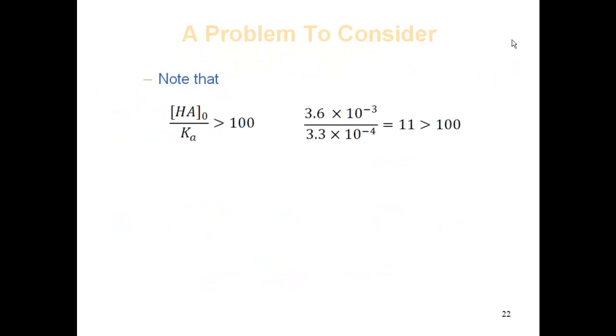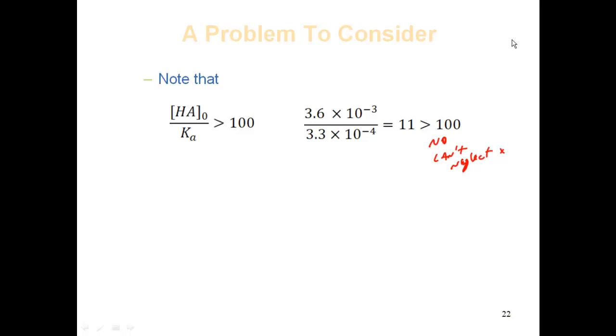Okay, so I plug in my values. I get 3.6 times 10 to the negative third concentration of the acid divided by 3.3 times 10 to the negative fourth, which is my Ka, and I get 11. Is 11 greater than 100? The answer is no. Okay, which means I can't neglect the X. I can't neglect X. I'm going to have to solve the quadratic formula.